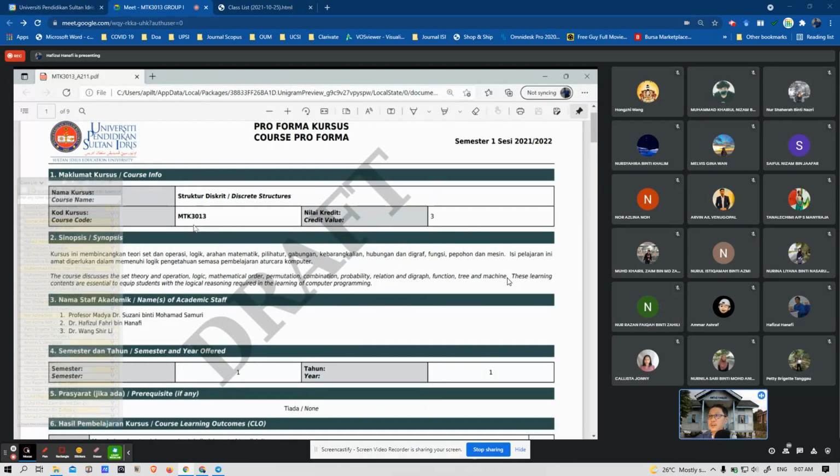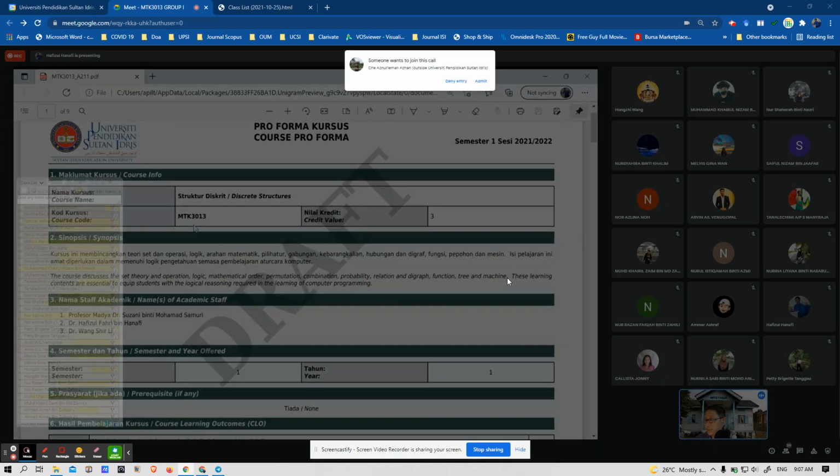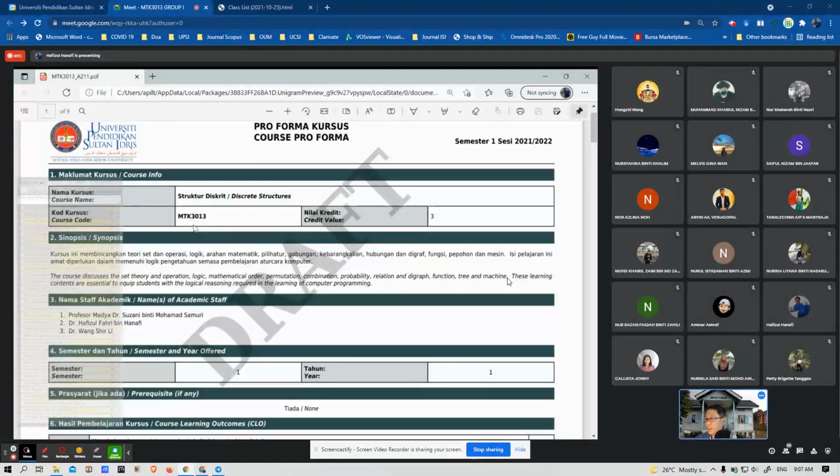This content is very important to equip the students with logical reasoning. Logical reasoning is sometimes very hard to understand. This one is more complicated reasoning, so I try to help you guys.